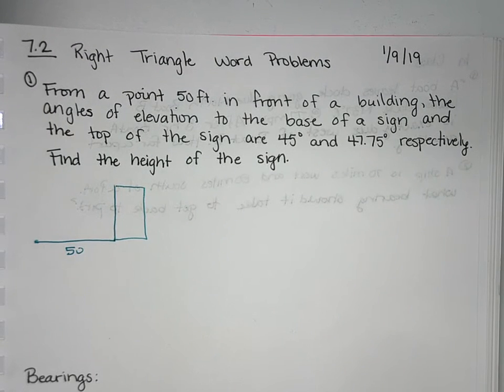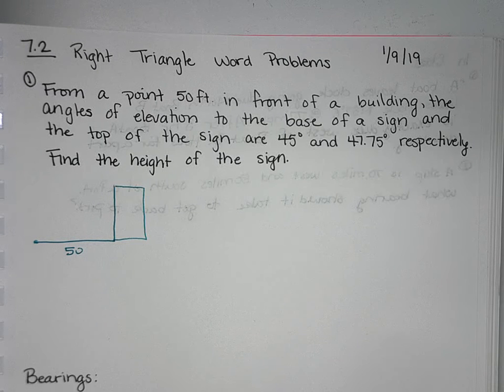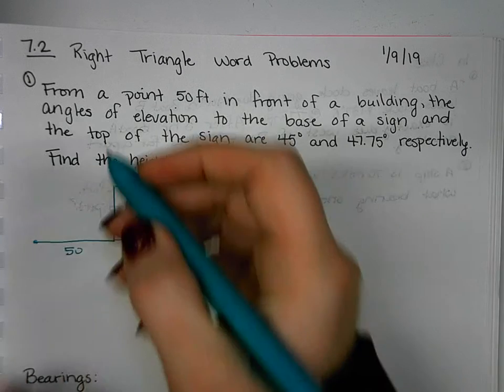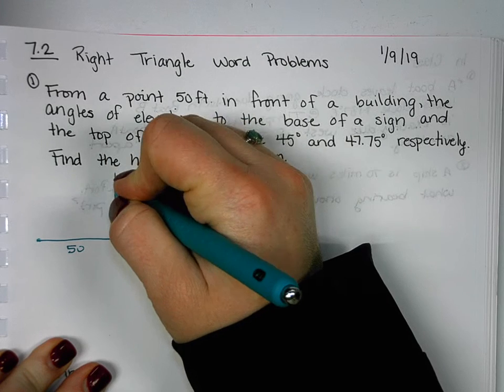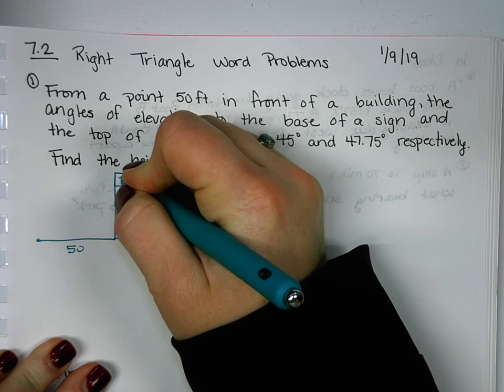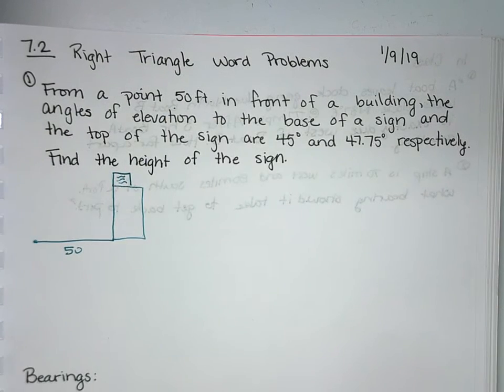Okay. The angles of elevation to the base of a sign and the top of a sign are 45 degrees and 47.75 degrees respectively. Find the height of the sign. Okay. So the one thing I think I left out is that the sign's on top of the building. I did. Okay. So imagine there's a billboard up here. This has got writing on it. That's our sign. Forgot to put that in a word problem.